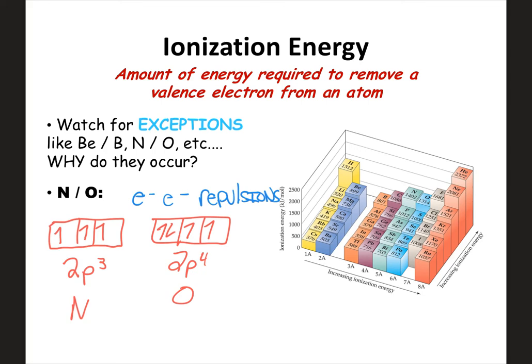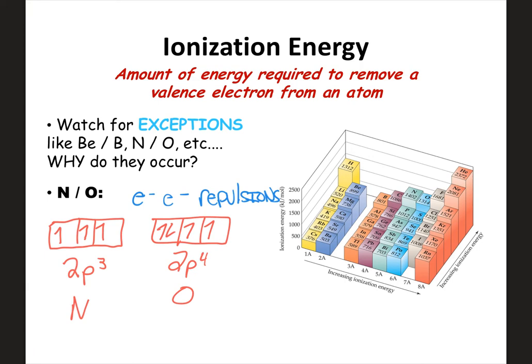And why does this happen? Because it's the first pairing in the p orbital. These electrons are paired up for the first time in the p sublevel in this particular orbital, and it causes an electron-electron repulsion. And therefore, this electron is a little bit easier to remove because it really doesn't want to be there. So you really got to think about this. This doesn't happen with nitrogen because there's just one in each of the orbitals.